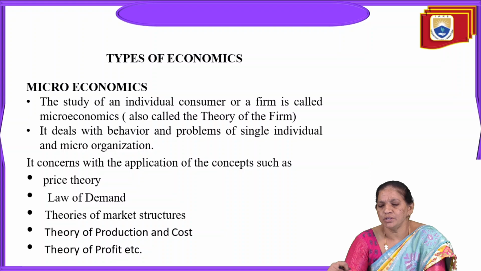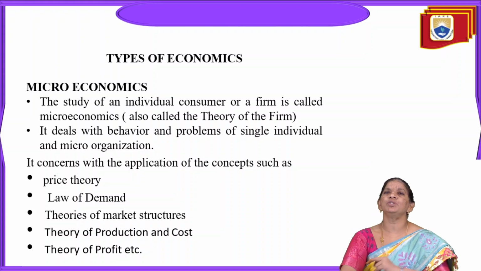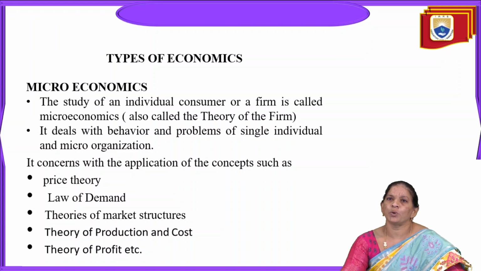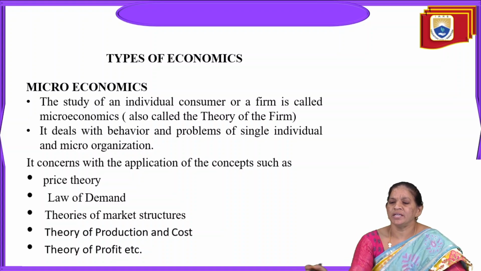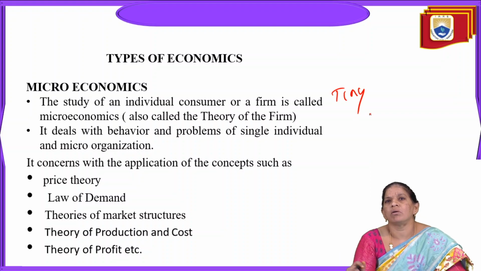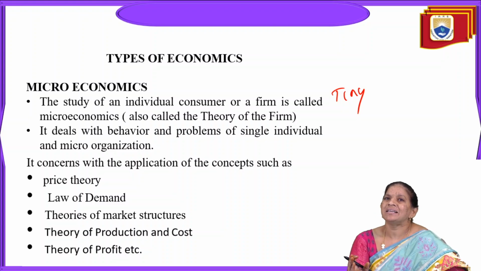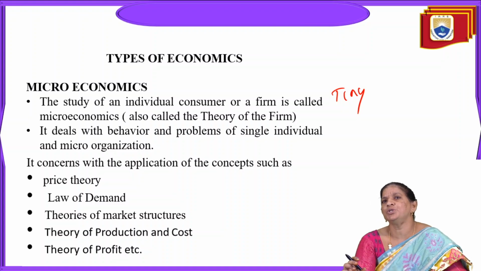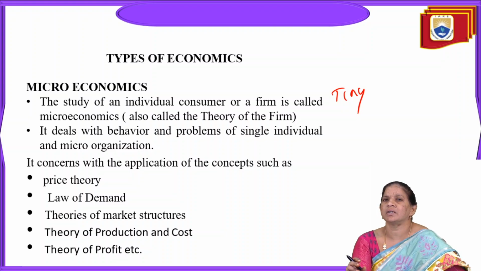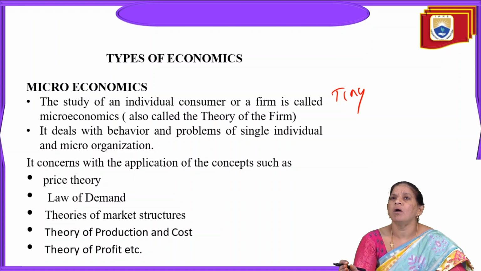These two parts, one is microeconomics, where the study of individual consumers or the firm is called microeconomics. This is also called the theory of the firm. Here micro means tiny, very small, or any individual. So here the economics reads as one type, like an individual consumer, individual organization, or individual firm. All the activities or problems relating to an individual person or individual organization come under microeconomics.